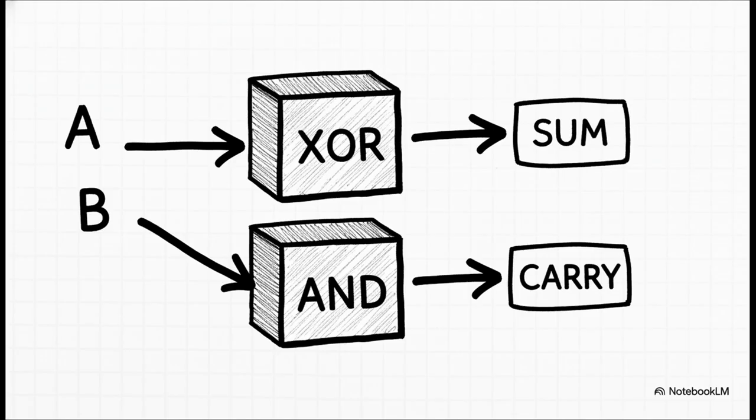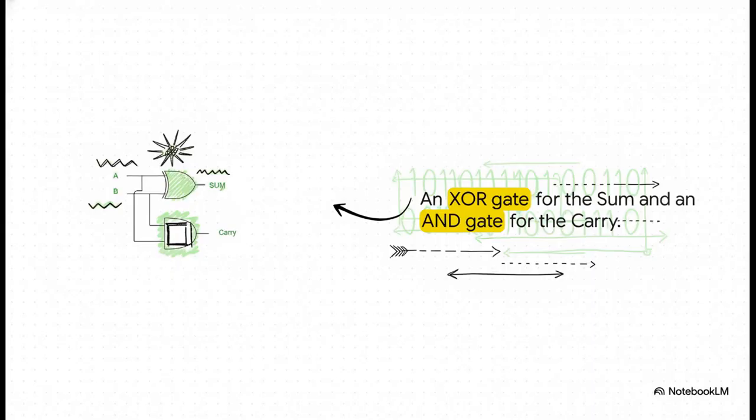It only outputs a 1 if its inputs are different from each other. So we'll use that XOR gate to get our sum, and the AND gate to see if we need to carry the 1. And here it is. This is the actual blueprint. Our 2 inputs, A and B, get wired into both gates at the same time. The XOR gate gives us the sum, and the AND gate tells us if there's a carry. Pretty clever, right? A really elegant little solution for doing some basic math in binary.